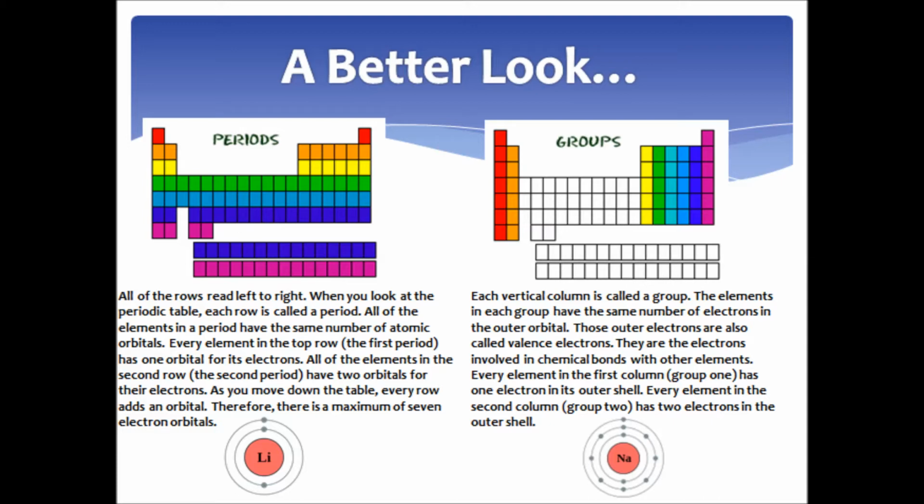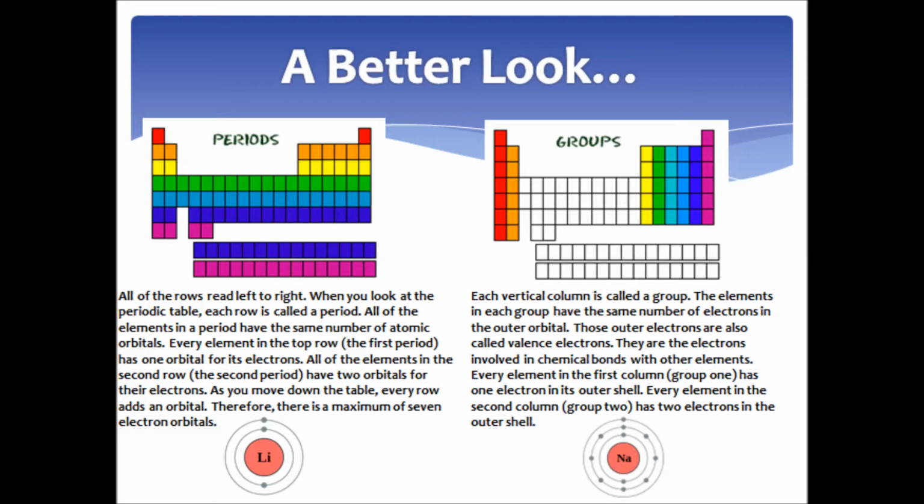And those are basically the numbers of rings an atom has. And those rings are what the electrons orbit or circle around to stay on the outside of the atom or the nucleus. Every element in the top row or the first period has one orbital for its electrons. All of the elements in the second row or the second period have 2 orbitals for the electrons.